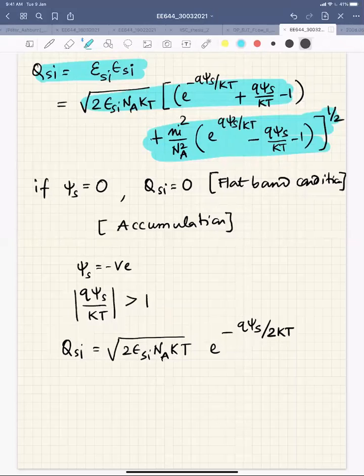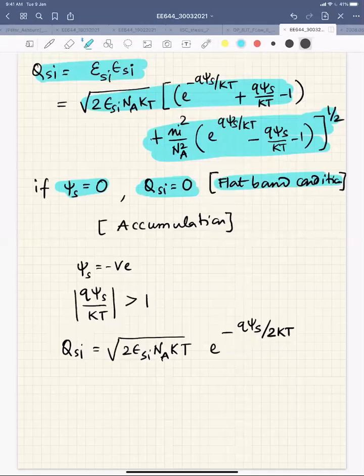Basically, in the flat band condition of the MOS transistor, the total charge is zero. That means the energy bands are flat, so there is no potential drop in the silicon. If you put psi s equal to 0, your Q silicon will be zero. No net charge means there is no potential drop in the silicon.